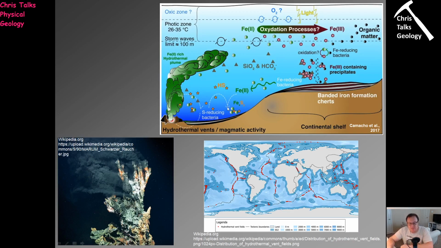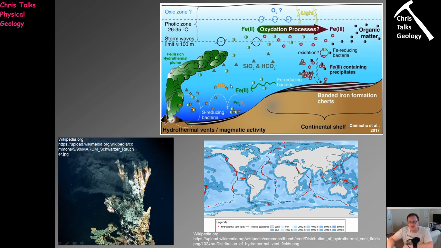Just to give you some idea, by the way, these red dots represent the locations where we have active black smokers, hydrothermal vents on the seafloor. And so you can see they are extremely common now. They would have been way more common in Earth's early history. So this is a relatively low number compared to the Earth's past. There would have been thousands of these things pumping out huge quantities of iron-rich water into the oceans. So that's how the oceans became so iron-rich.